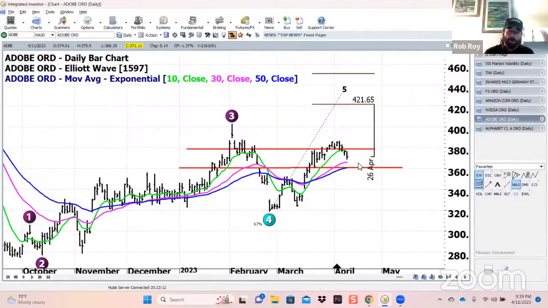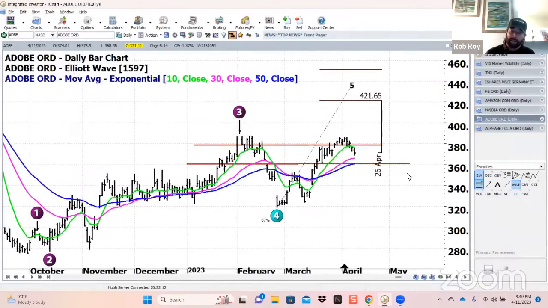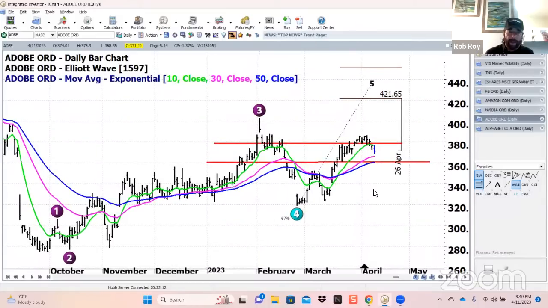But if you're the more aggressive type, you just stay long where you are right now, see what happens at 360, regardless of whether you're aggressive or more conservative. If Adobe were to break 360, I think you're out. I think that's the stop and you get out of it.